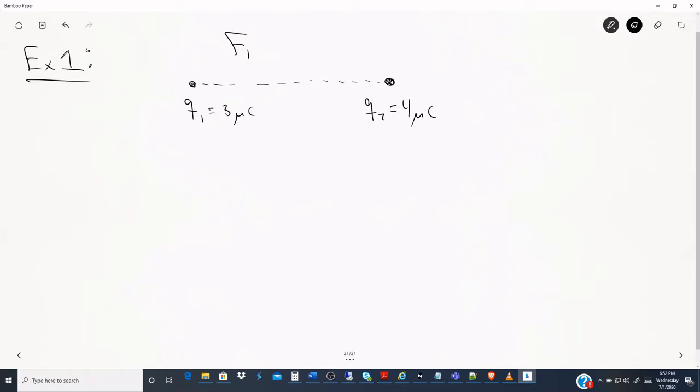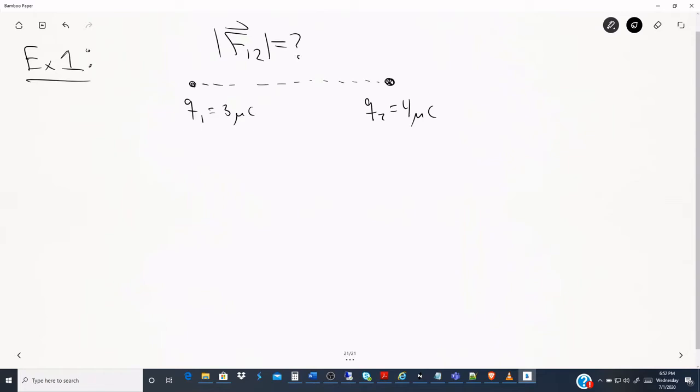I'm going to do a couple of examples with the force. The first example is just to compute the magnitude of the force between two charges. So let's say charge 1 is 3 microcoulombs and charge 2 is 4 microcoulombs. Then what is the magnitude of the force of repulsion that charge 1 exerts on charge 2?